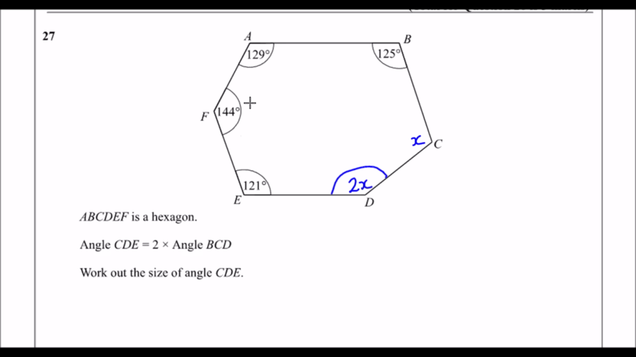We can say a hexagon is made up of 1, 2, 3, 4 triangles. A hexagon is 4 triangles, and angles in a triangle are 180 degrees. So we can say it's 4 times 180 degrees. We can also remember the formula, which is number of sides take away 2 times 180.